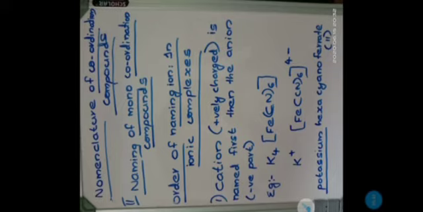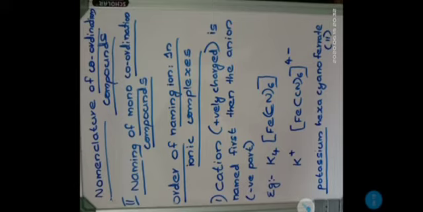Nomenclature of coordination compounds. Second part, naming of mononuclear coordination compounds. Order of naming ions in ionic complexes. How we can name ionic complexes. First point is, the cation or positively charged name is written first, then the anion or negative part.